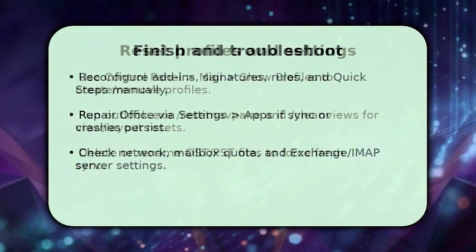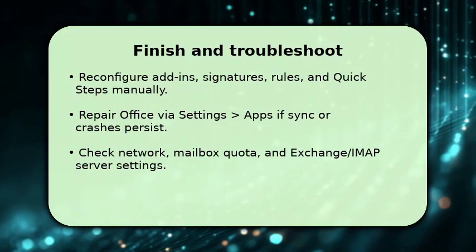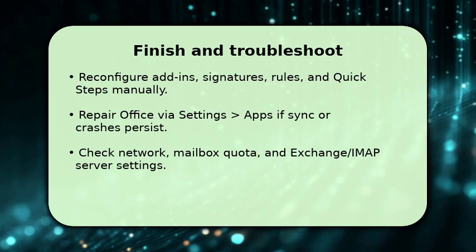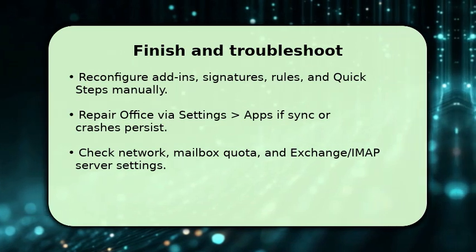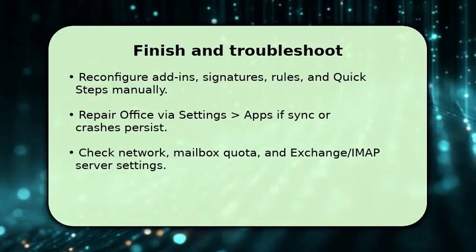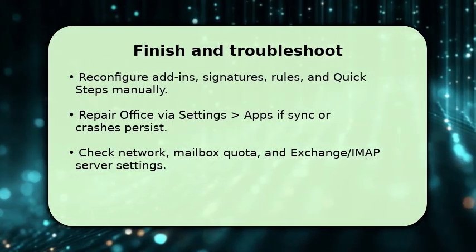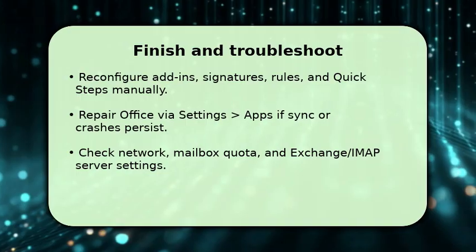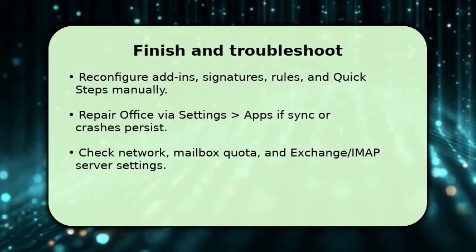You're finishing by restoring personal touches and resolving issues. Recreate signatures, rules, quick steps, and re-enable add-ins one at a time to confirm stability. Once everything syncs, verify calendar sharing and folder permissions. If problems remain, run Office Repair from Apps, Modify, and sign into Outlook Web App to confirm server-side settings.